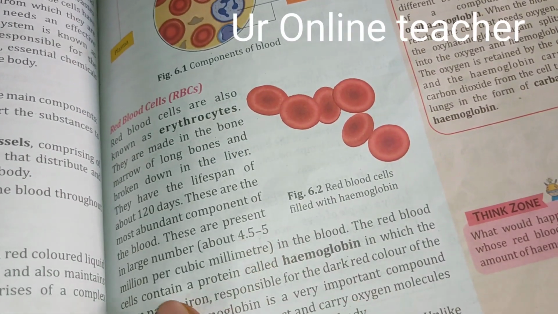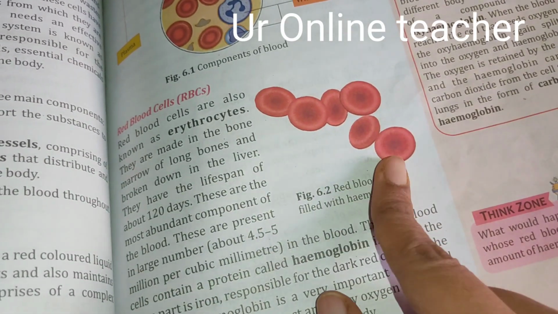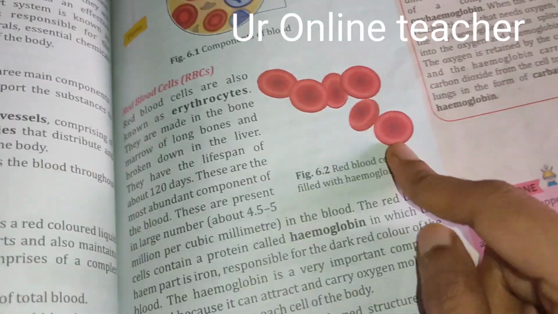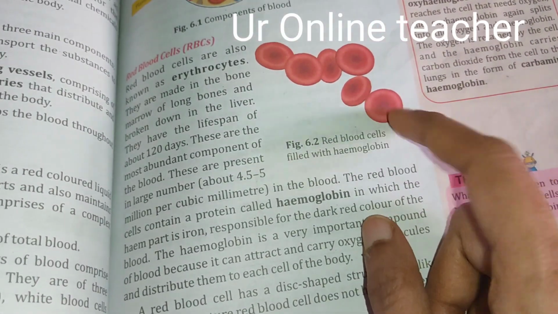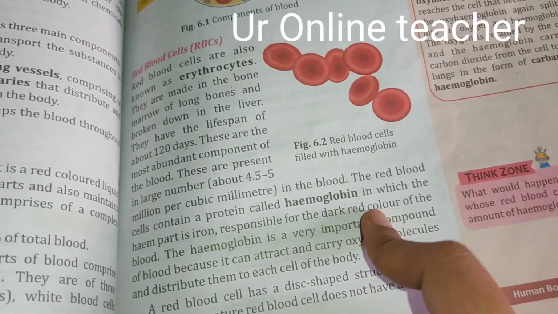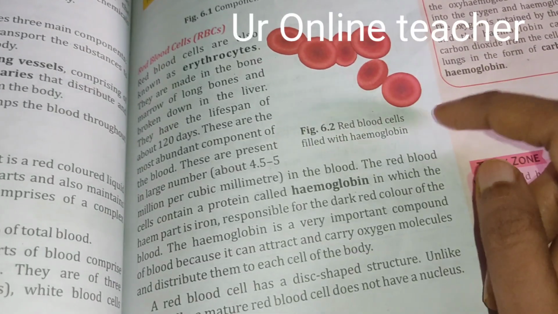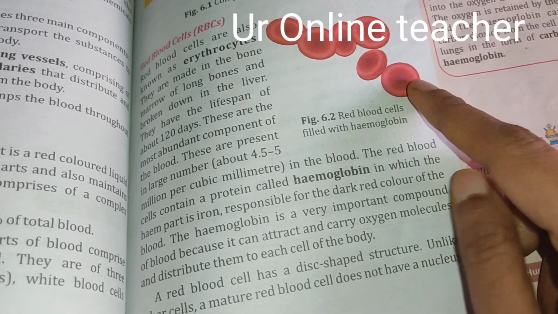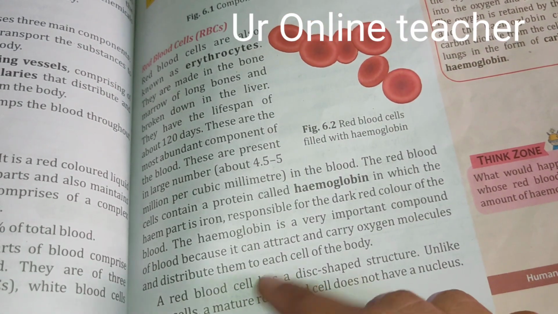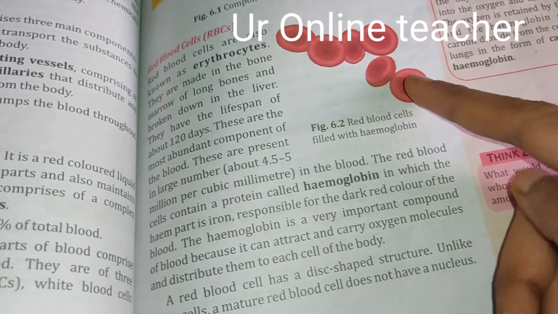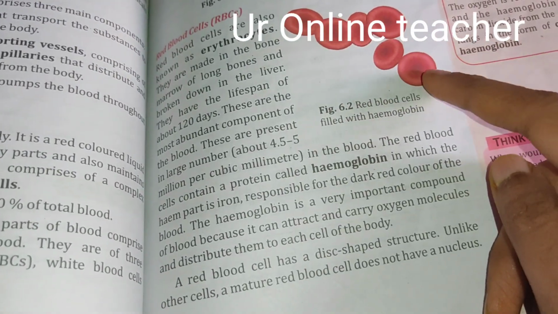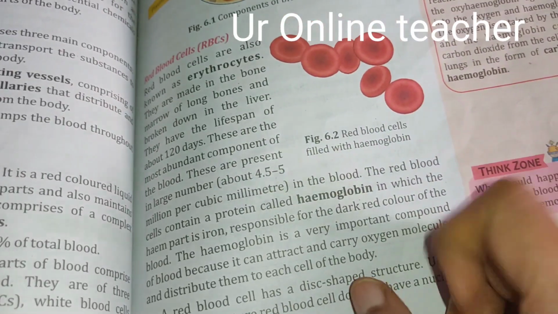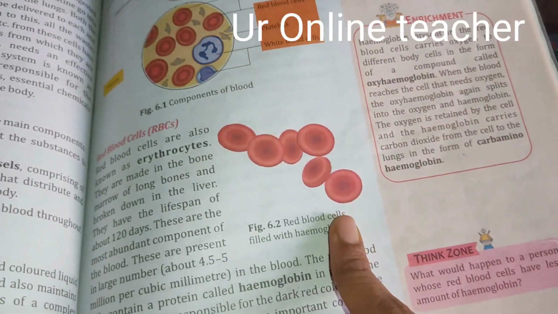They are present in large number, about 4.25 million per cubic milliliter. They contain a protein called hemoglobin. The heme part is iron, responsible for the dark red color of the blood, and it is a very important component of blood. It carries oxygen molecules and distributes them to every cell of the body. A red blood cell has a disc-shaped structure, and unlike other cells, a mature red blood cell does not have a nucleus.